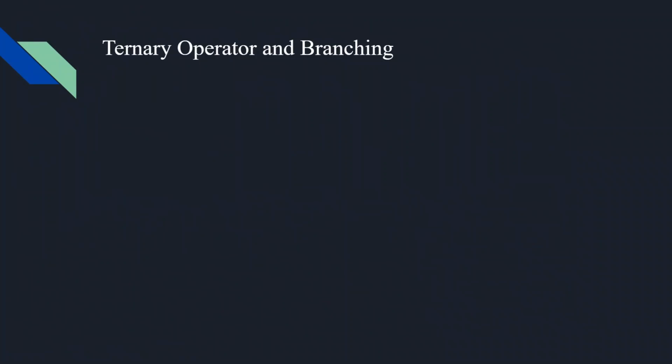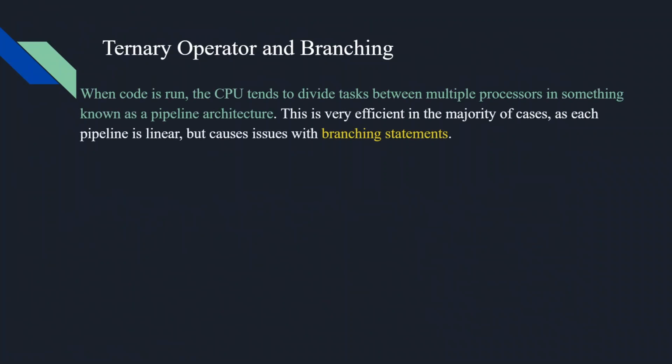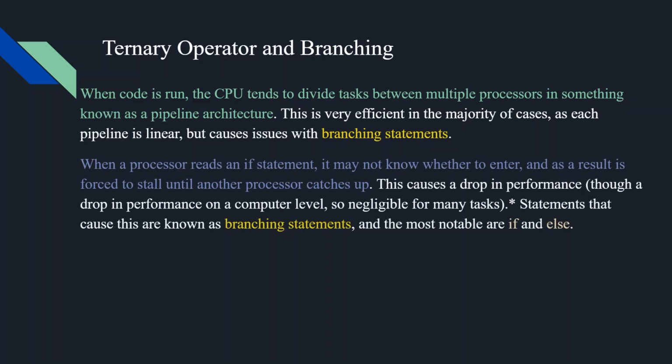Finally, let's talk about branching and the ternary operator. When code is run, the CPU usually divides it between processors in something known as a pipeline architecture. This is very efficient in most cases due to the linearity of code, but causes issues with branching statements. When a processor reads an if statement, it may not know whether to enter that statement, and as a result, it stalls until another processor catches up so it gains that information. This causes a drop in performance, albeit a negligible one in most cases.